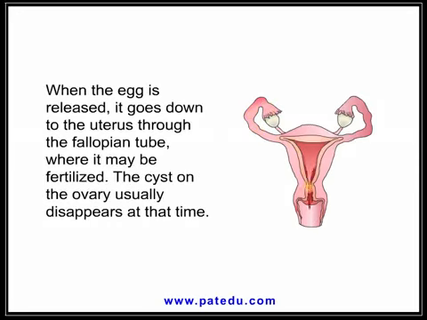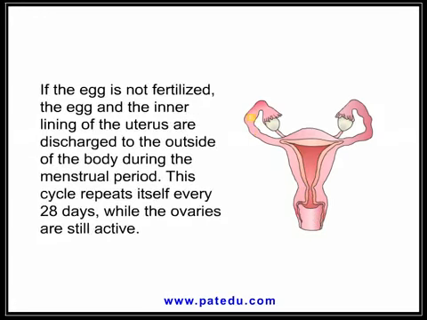When the egg is released, it goes down to the uterus through the fallopian tube, where it may be fertilized. The cyst on the ovary usually disappears at that time. If the egg is not fertilized, the egg and the inner lining of the uterus are discharged to the outside of the body during the menstrual period. This cycle repeats itself every 28 days while the ovaries are still active.